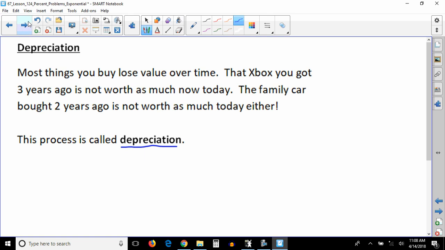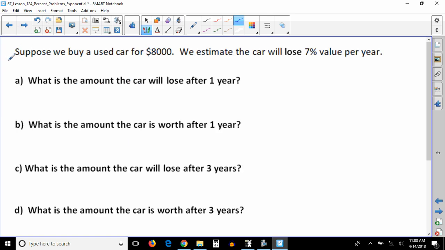So in the case of depreciation, it says, suppose you buy this used car for $8,000, and you estimate the car will lose 7% per year, and they want you to try to calculate this. The amount the car will lose after 1 year is $8,000 times whatever the interest rate is. So that interest rate becomes a percentage, and we want to change it so we can actually use it in a formula. So that percentage changes to a decimal. So it changes to 0.07.